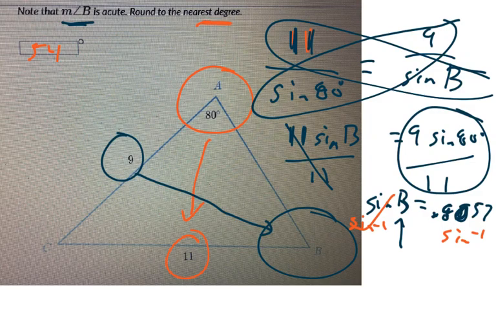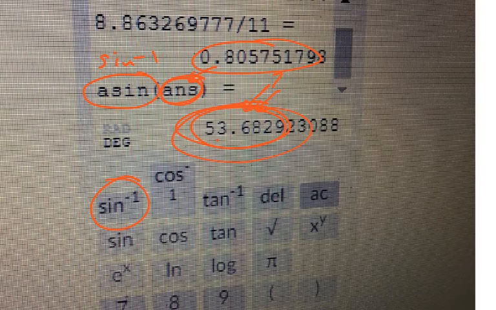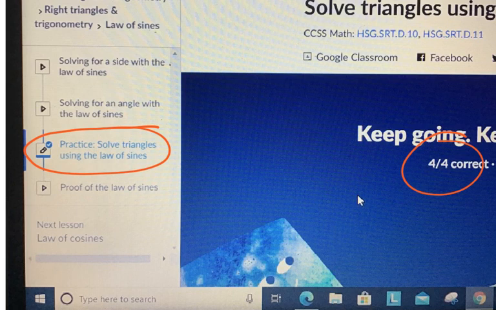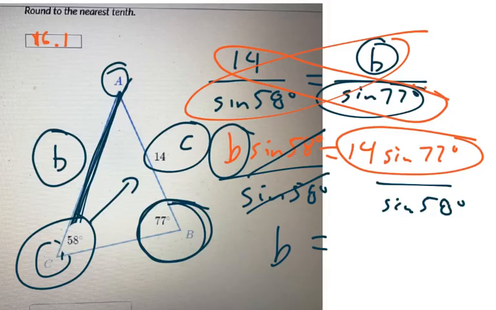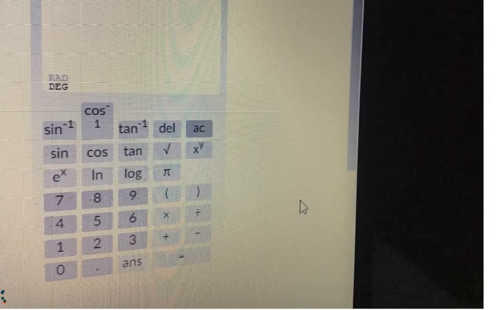Now, guys, hopefully you're following along, but this video is worth watching more than once. And as you can see, I did get 4 out of 4 right. We were doing this practice right here. So now that I got that done, I'm just going to click on next lesson, which is the law of cosines. Okay? And so guys, this is basically how it's done. Please watch, pause, rewind as needed. But this is how you do the law of sines.